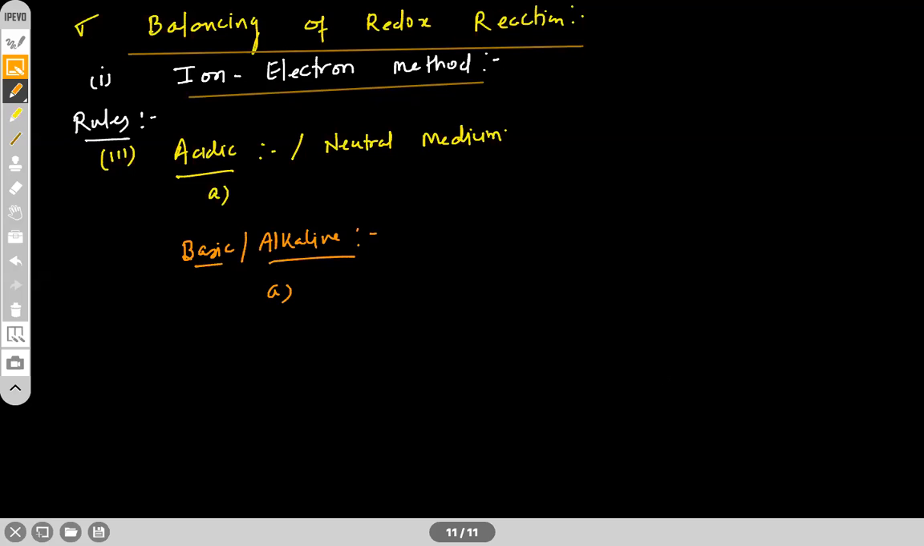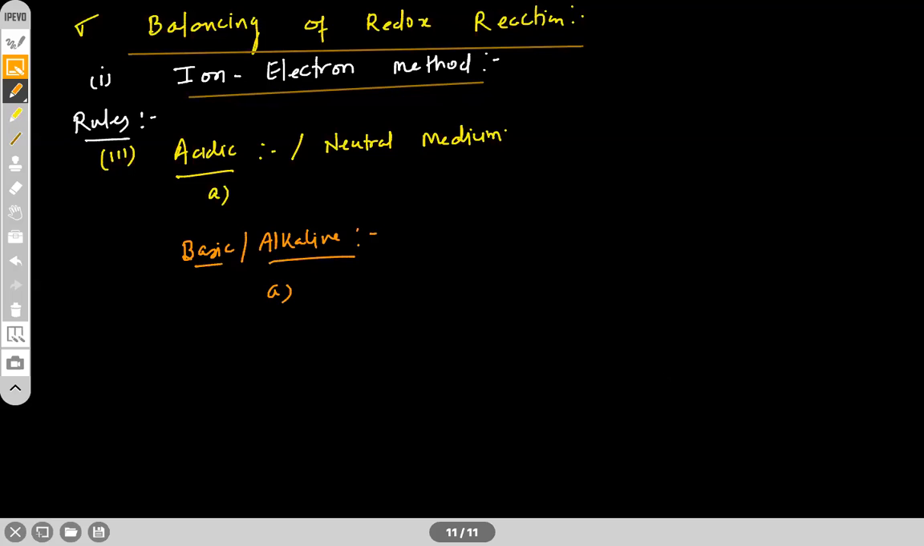Okay guys, I am just repeating the second step of acidic medium. Those who have written, fine, otherwise you can write it. Second step of acidic medium: hydrogen atoms are balanced by adding H plus ion to the other side. This is for acidic medium.